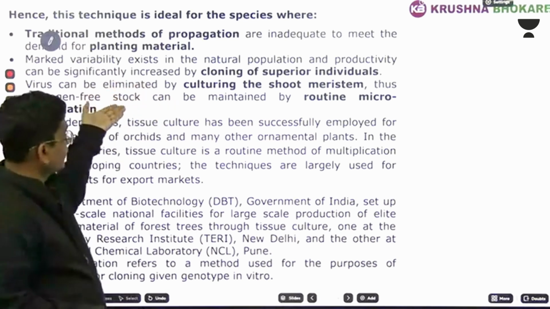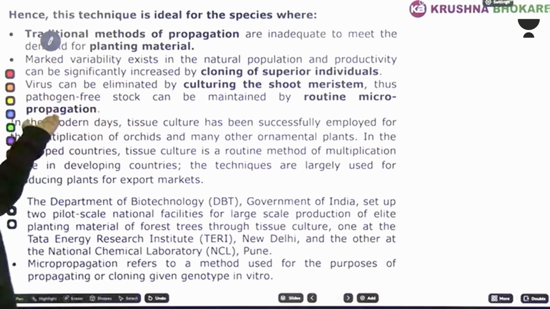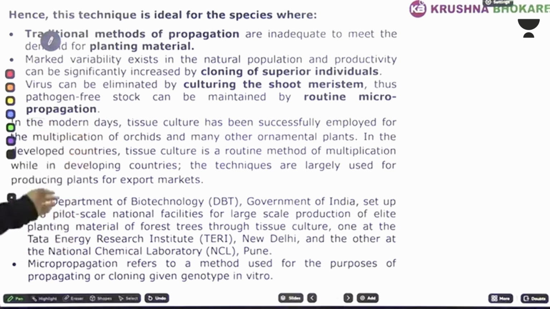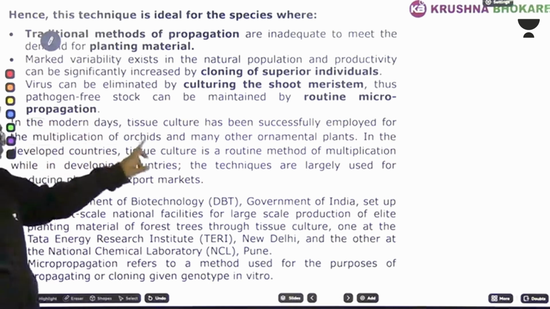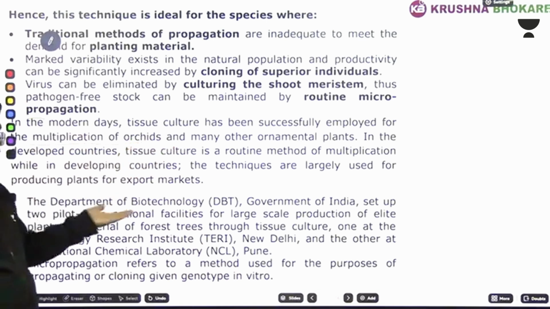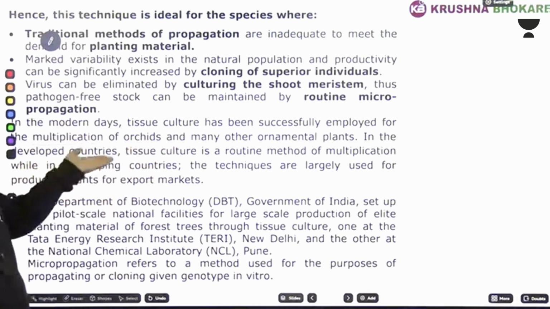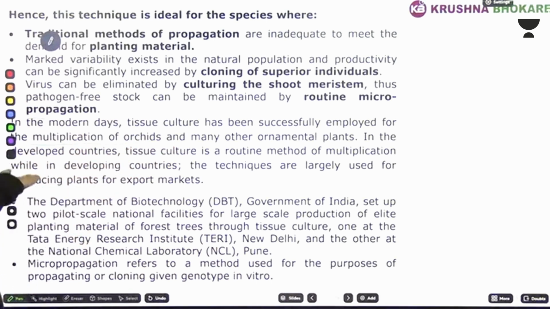Culturing shoot meristem, then disease free plants will come, they become pathogen free. You can maintain routine micropropagation. So these days tissue culture has been successfully employed for multiplication of orchids and many other commercial plants. In developed countries tissue culture is a routine method of multiplication, while in developing countries it is now gaining ground. You can also export mostly.